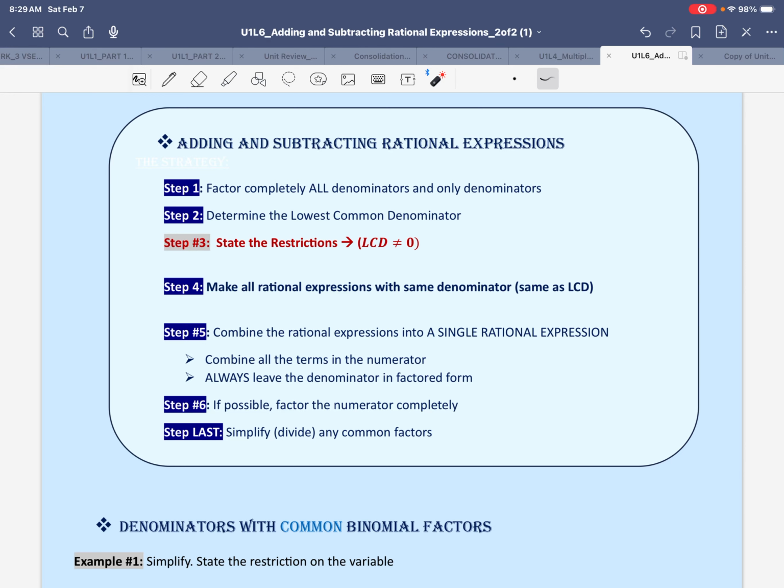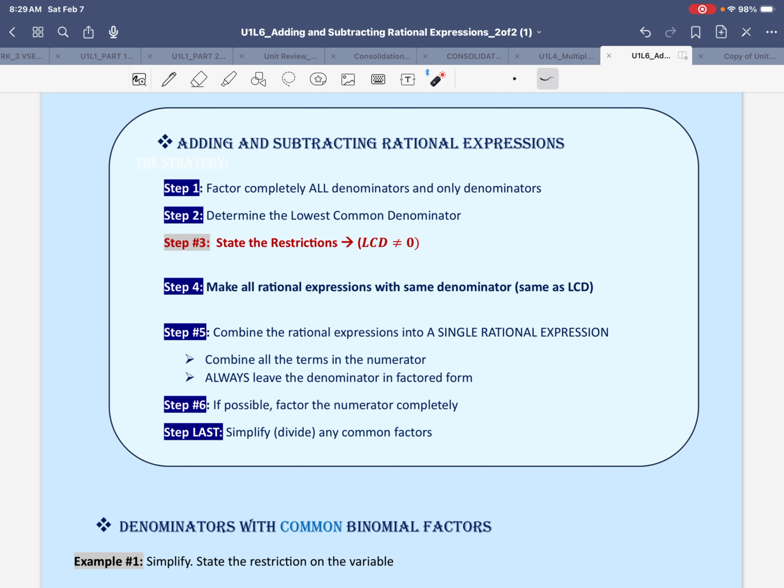Hi everyone, let's look at some examples of adding and subtracting rational expressions. So step number one would be to factor completely all the denominators and then determine the lowest common denominator. They're connected, so we need to factor them in order to determine what the lowest common denominator is. Now remember that denominators cannot be equal to zero, so while we're at it, we can state the restriction: lowest common denominator different than zero.